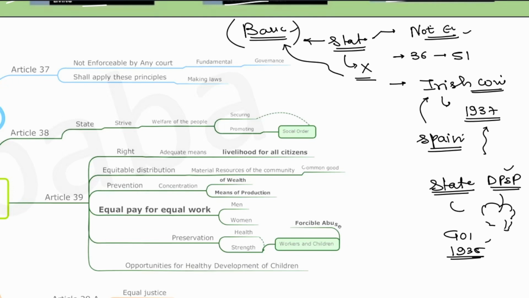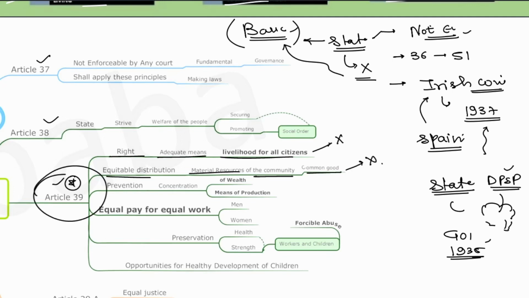So let us see some DPSP articles, especially 37, 38 and 39. Article 39 is very, very important for us. So right to adequate means of livelihood for all citizens. In economic disparity, it will not be guaranteed. Then we see the equitable distribution of material resources of the community and common good. This is also not present. So Article 39 is in question, because of the concentration of wealth.